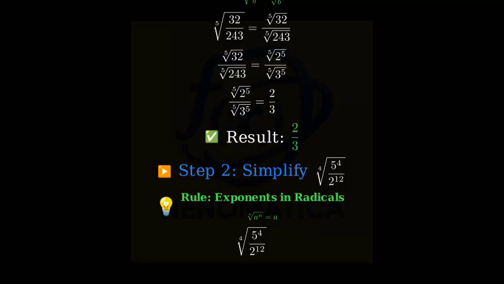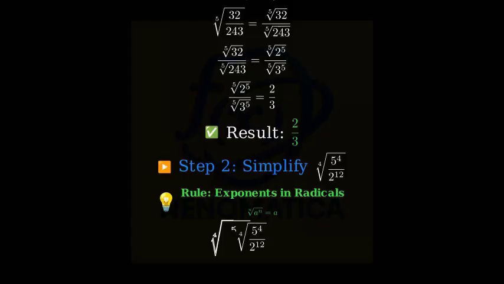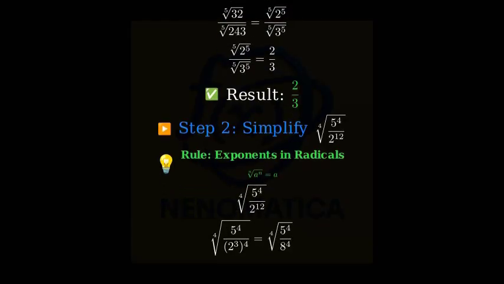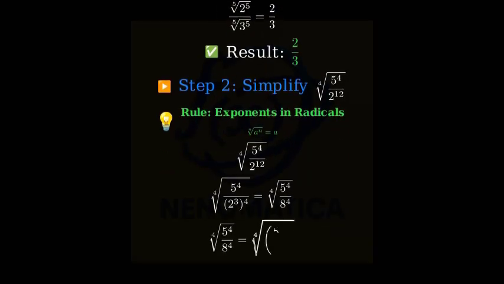We have the fourth root of 5 to the fourth power divided by 2 to the 12th power. We can rewrite 2 to the 12th as 2 to the third, all raised to the fourth power. This gives us 2 to the third equals 8. So we have 8 to the fourth power in the denominator. Now we have the fourth root of 5 to the fourth divided by 8 to the fourth.